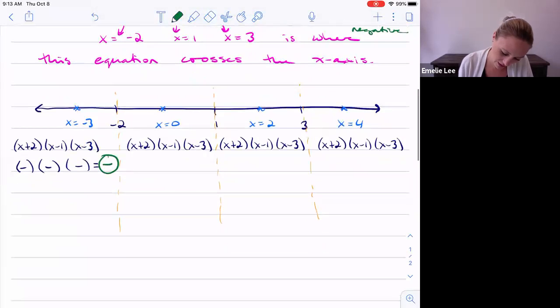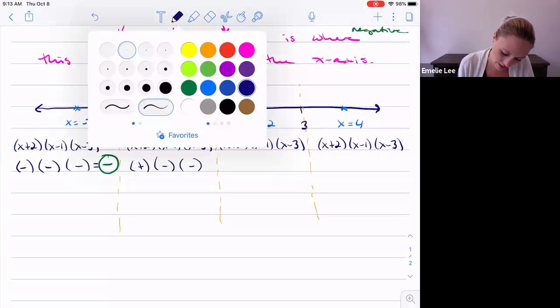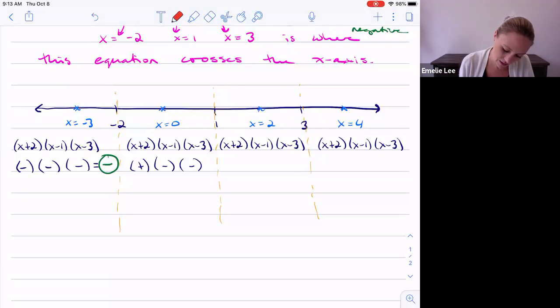Do the same thing for the next one. So now I'm between -2 and 1. Anything between -2 and 1 is going to behave the same in here. So I'm going to use 0. So 0 plus 2 is a positive value. 0 minus 1 is a negative value. 0 minus 3 is a negative value. And so I get positive times a negative makes a positive number, which is not what we're looking for in this case. So that's why I used red.